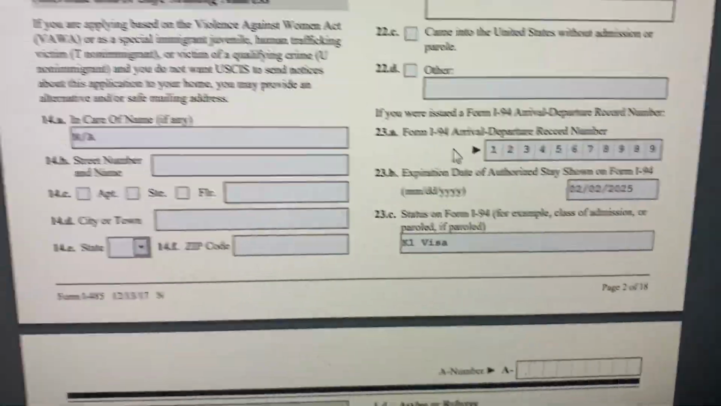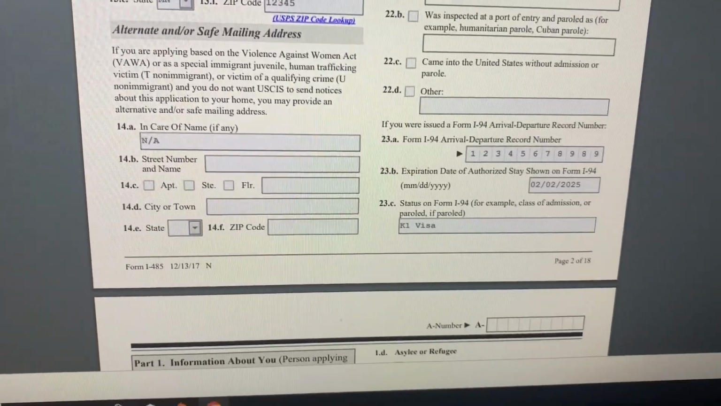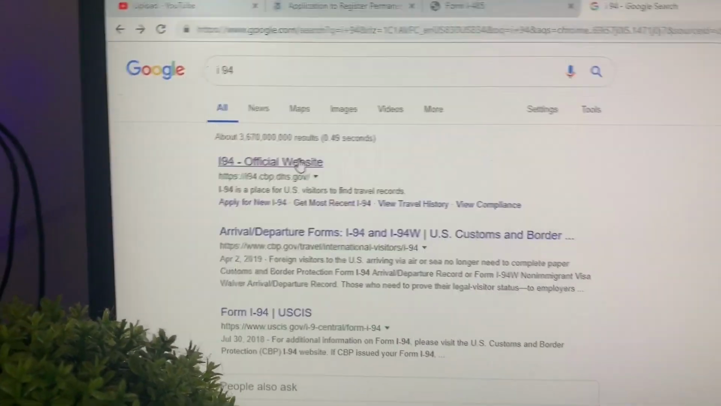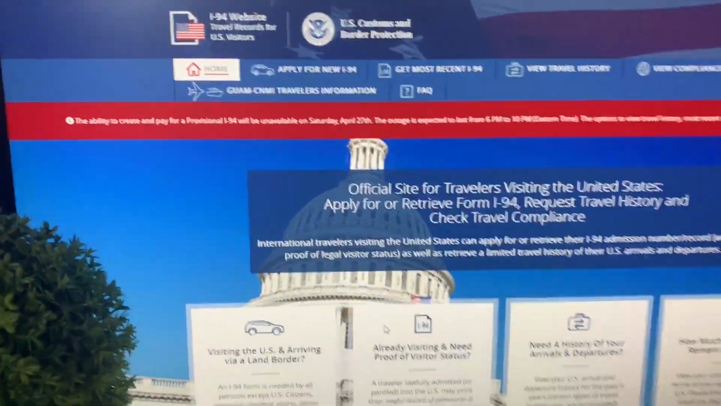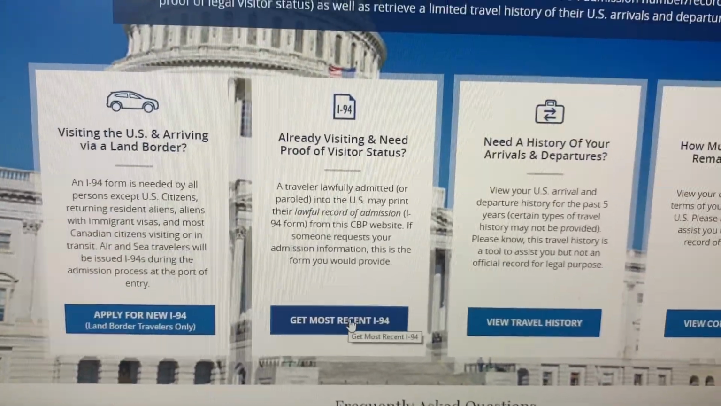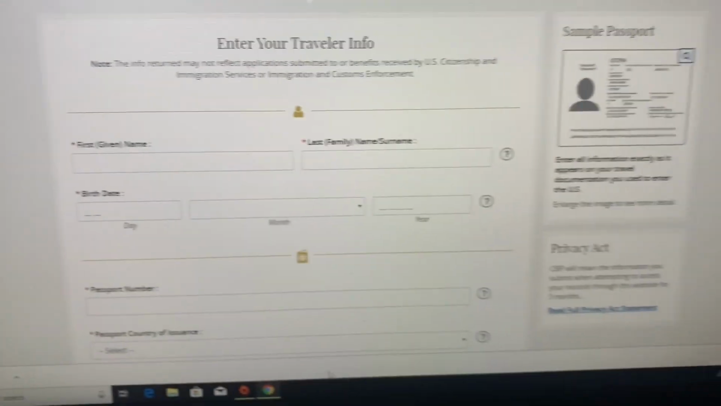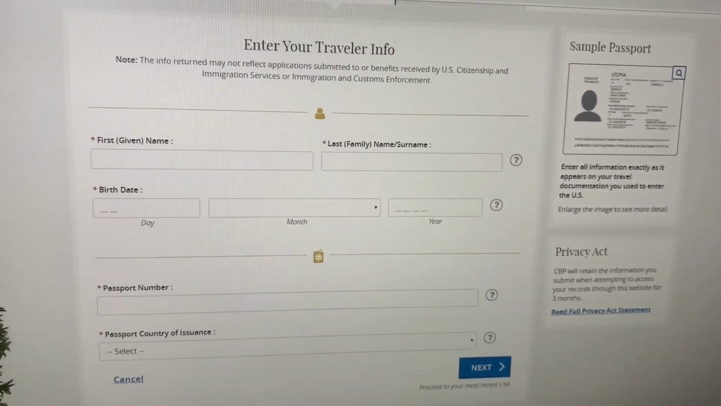Your form I-94 or arrival departure record number. This is how you can get yours. Just go to Google, type I-94, and you'll be directed to the USCIS website. Press get most recent I-94, consent, and continue. Just fill this up, and after you fill this up, you will be able to print out your I-94.